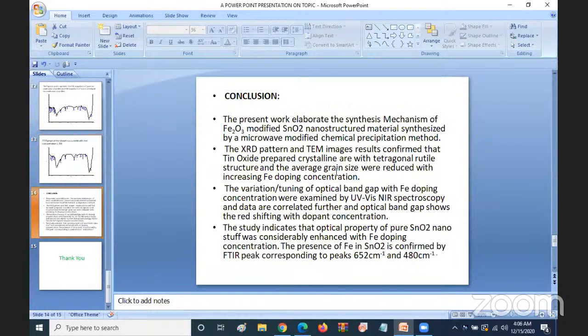was of 10%. Thus, we conclude that the XRD and TEM image results show the prepared tin oxide crystals have a tetragonal rutile structure, and the grain size was reduced with increasing Fe doping concentration. The variation in the optical band gap with Fe doping concentration was examined by UV, and further the optical band gap shows a red shift with dopant concentration. From the study, we indicate that the optical property of pure tin oxide was considerably enhanced with Fe doping concentration. The presence of Fe in SnO2 is confirmed by the FTIR peaks at 652 centimeter inverse and 480.